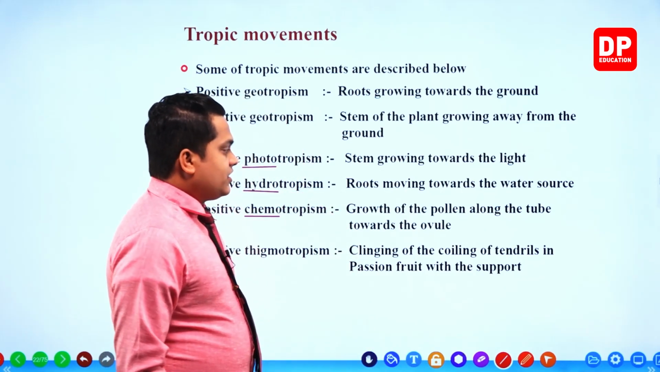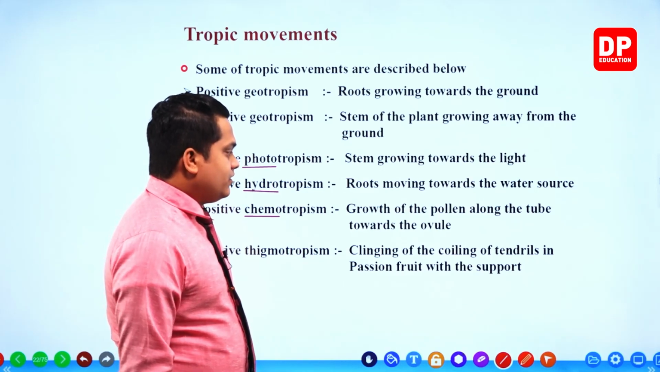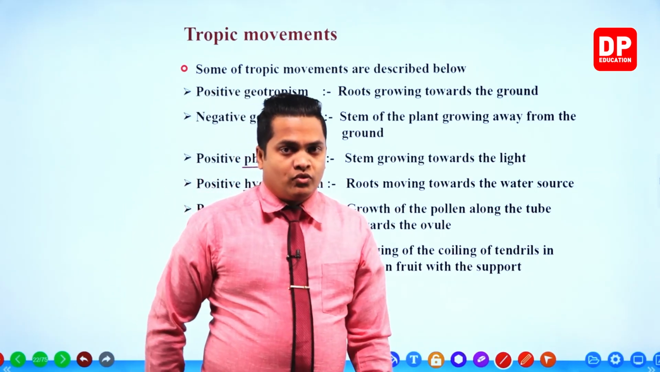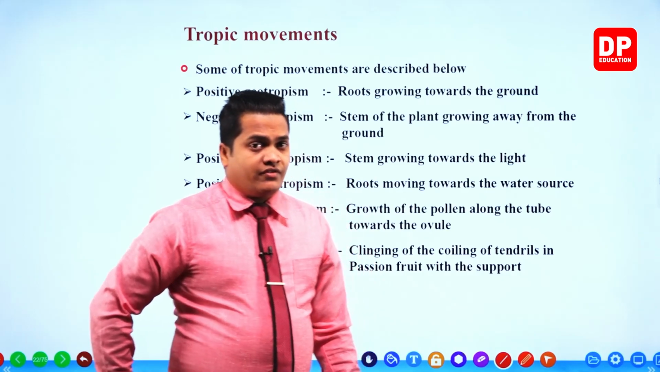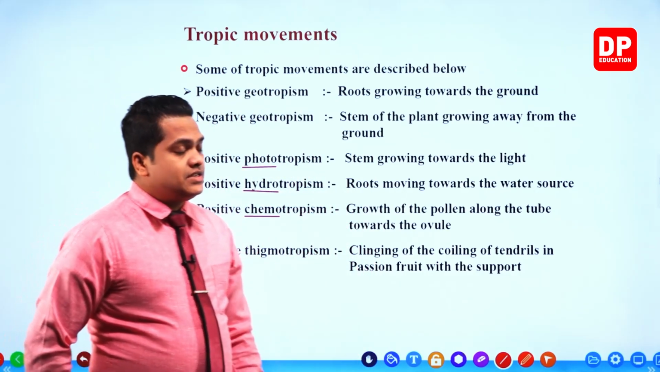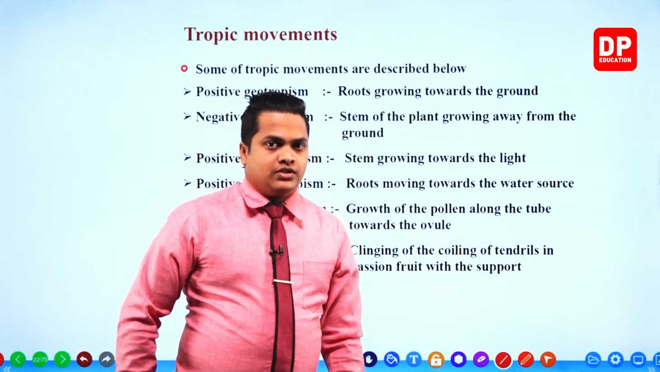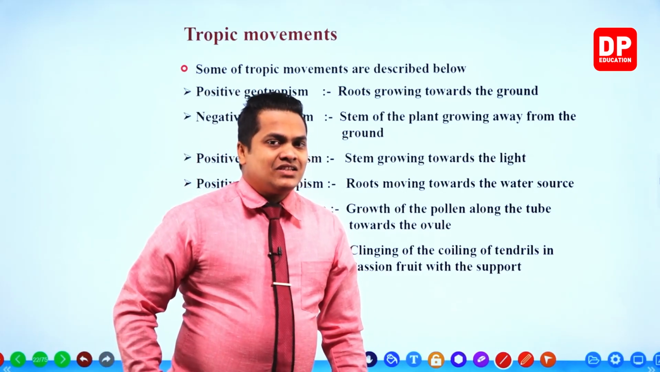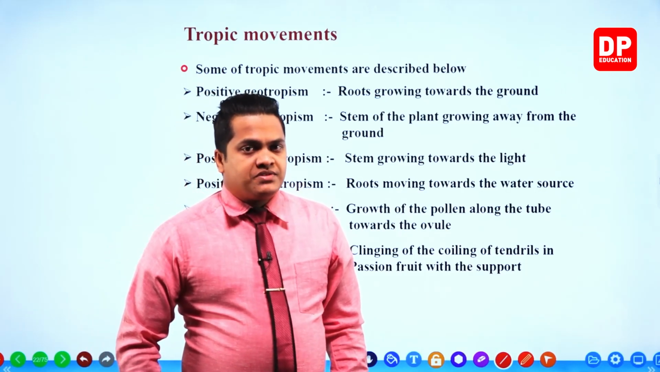So the clinging, the coiling of the tendrils in passion fruit with the support, is a thigmotropic movement, a positive thigmotropic movement, because it always occurs towards the support. So these are the trophic movements that we can observe, my dear children.